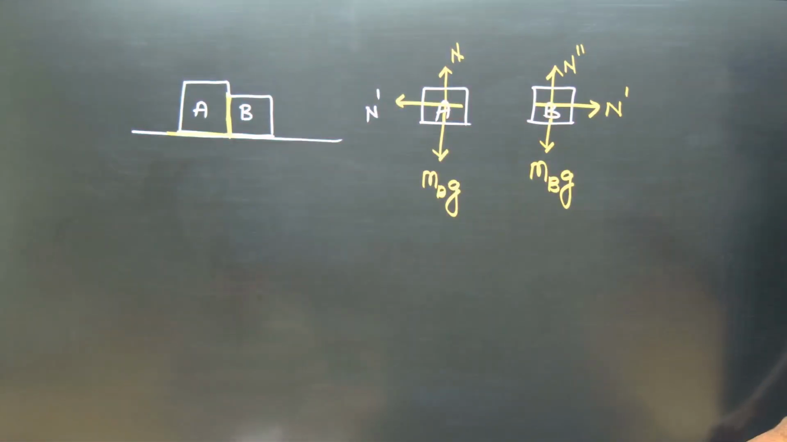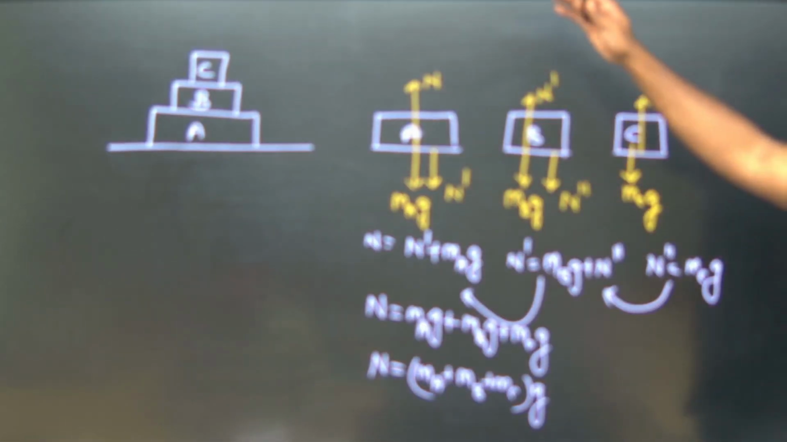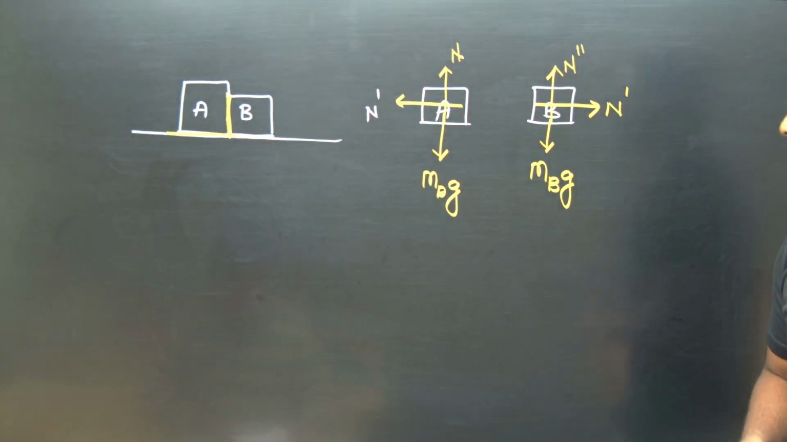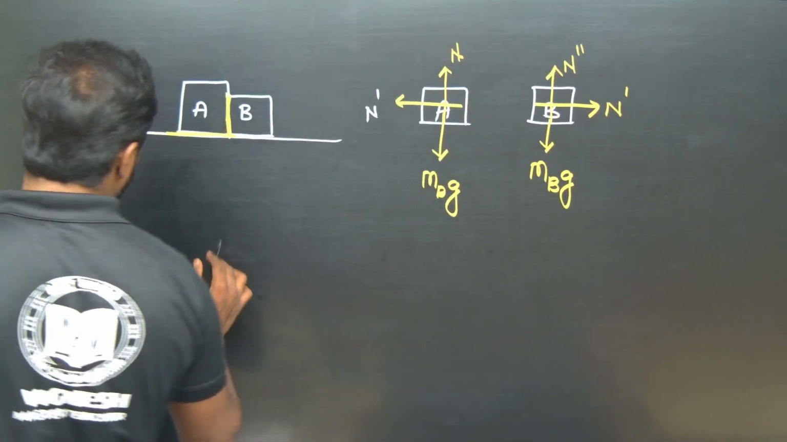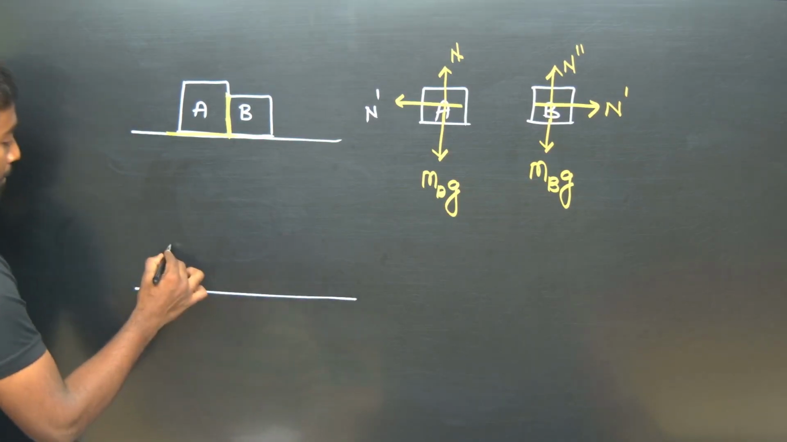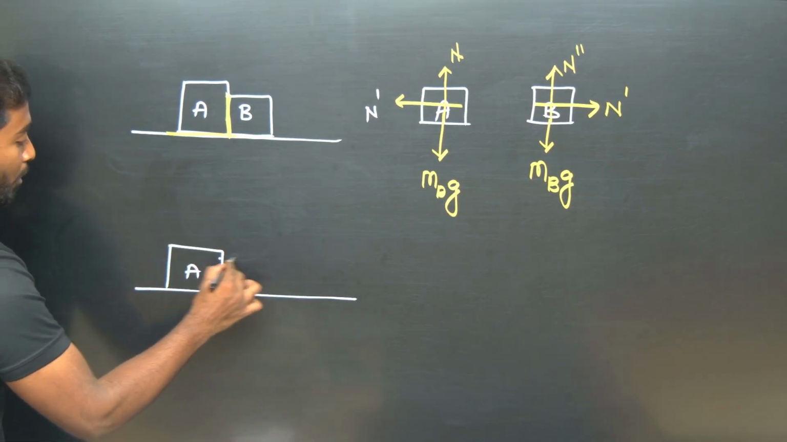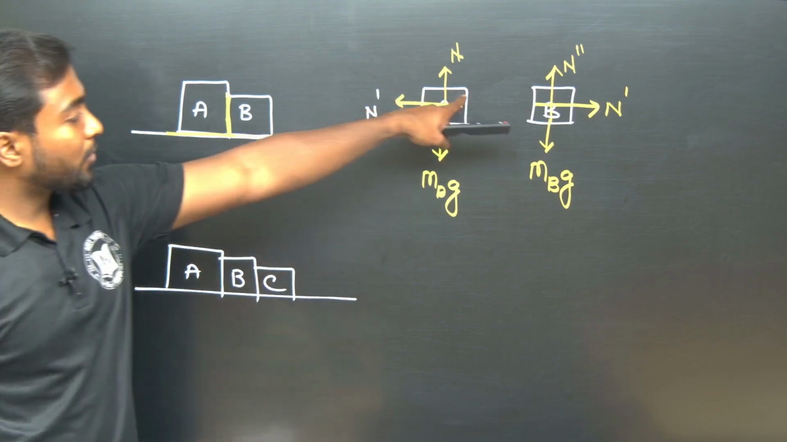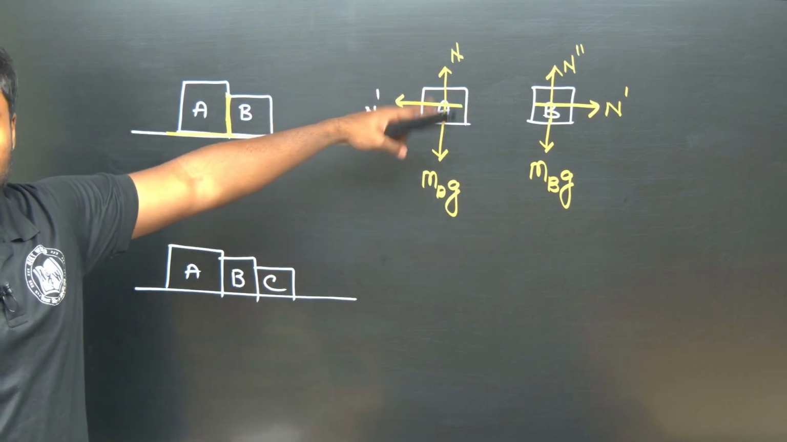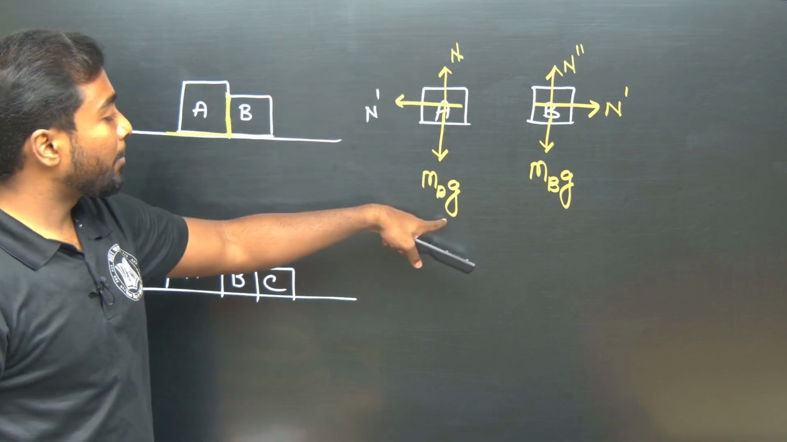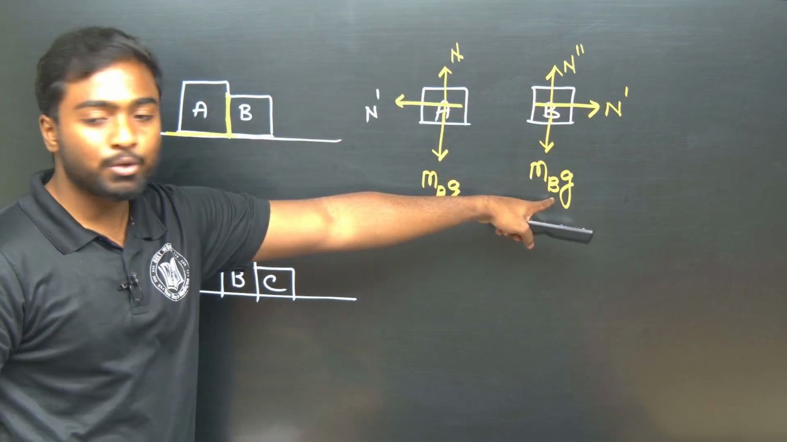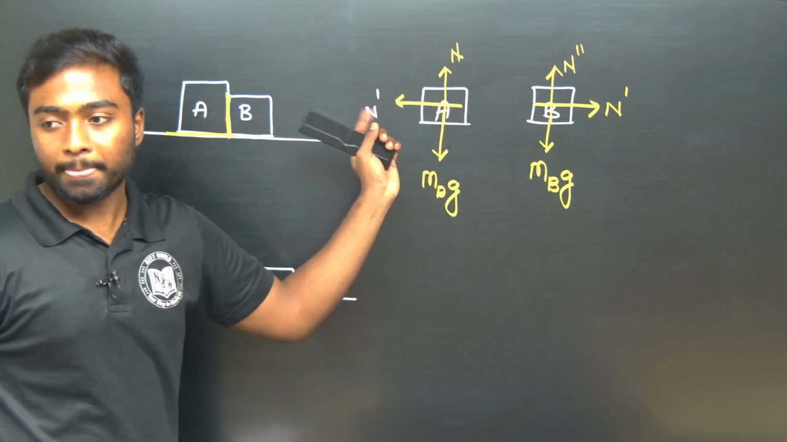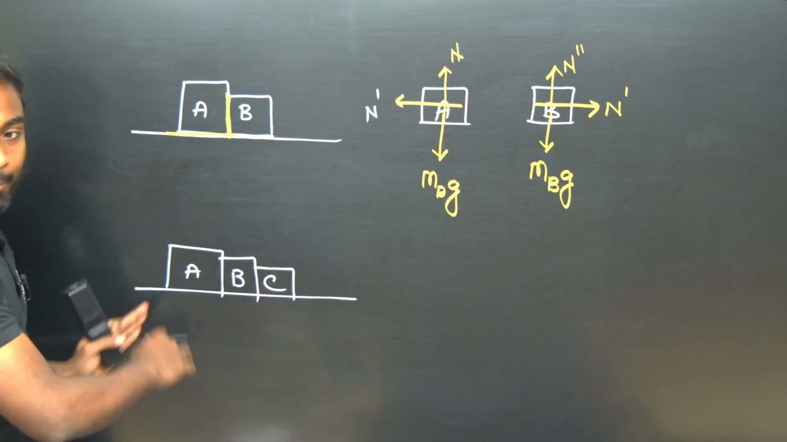So in the previous case, what have we done? We kept a block upon a block. In this case, we kept a block on the adjacent side. The same thing I will take for three blocks. Block A is there, block B is there and block C is there. Before that we will write the equation for this. So N will be equal to MAG, N double dash will be equal to MBG, and if I apply a force only, I can write the equation in this case. Now let me draw the free body diagram for this.